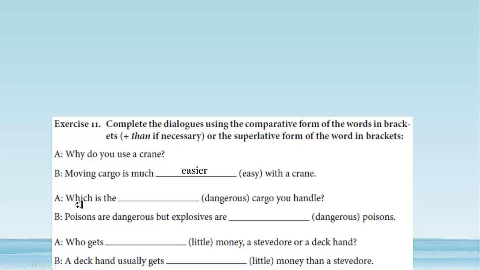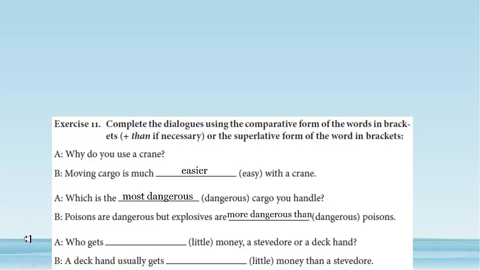Great. A, which is the, and the adjective is dangerous. Remember when we talked about 3 syllables, it's not dangerous-er or dangerousest, it's more or most. So which is the most dangerous cargo you handle. That would be the superlative. B, poisons are dangerous, but explosives are more dangerous than poisons.